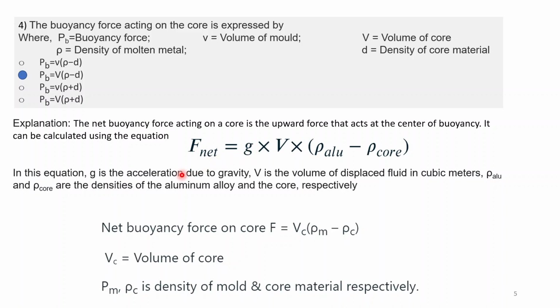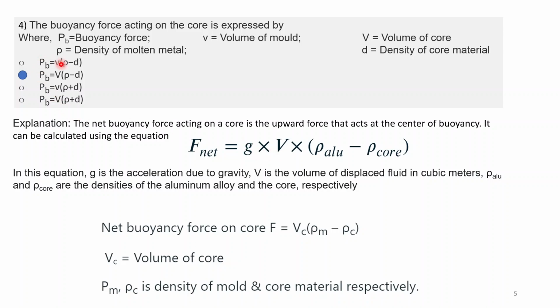g is your acceleration due to gravity. Capital V is the volume of displaced fluid in cubic meters. Rho aluminum is the density of aluminum. Rho core is the density of core. So if you multiply these densities with volume, then you will be getting this in terms of kg, right? So it will be m. Force is equal to ma. So in terms of m, you use density multiplied by volume, and g will be your acceleration. That way also you can remember this formula.